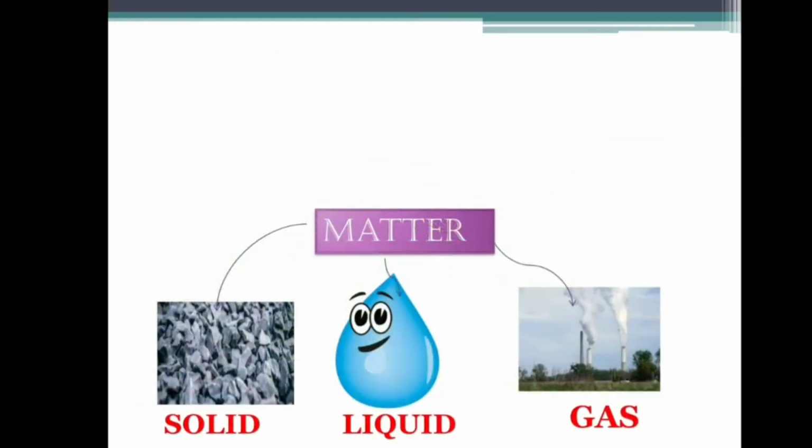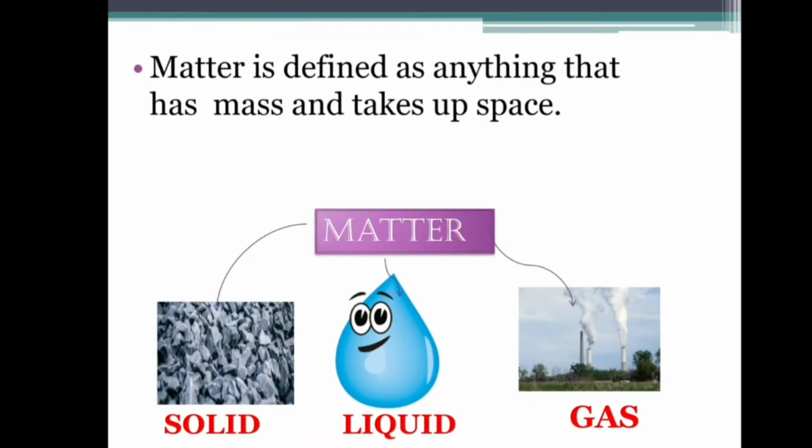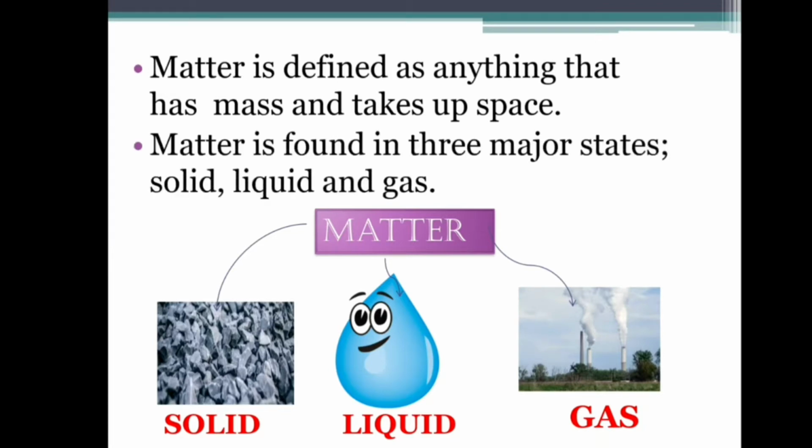Matter is anything that occupies space and has mass. So matter is defined as anything that has mass and takes up space. Matter is found in three major states: solid, liquid, and gas.